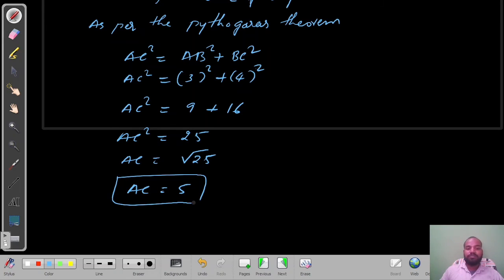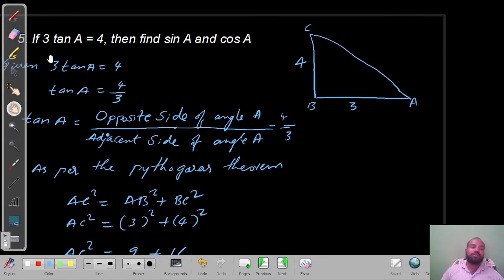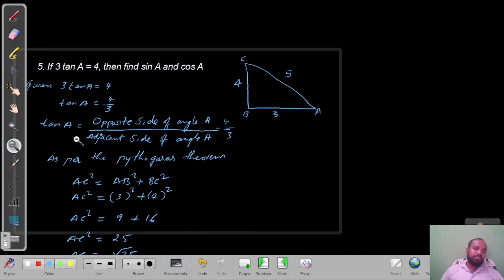Once we find the unknown side, we move to the next step of this problem. So here our answer is 5. Okay, it is clear, right? Done. So next, what is the question asking us? We should target that one, right?